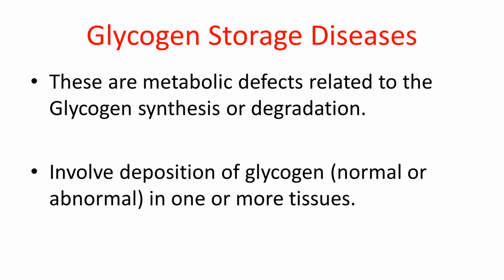Now, what are these glycogen storage diseases? Glycogen storage diseases are metabolic defects related to glycogen synthesis or glycogen degradation. If the enzymes responsible for glycogen synthesis or glycogen breakdown become deficient in our body, under such circumstances, there will be deposition of glycogen in one or more tissues of our body. If this happens, then glycogen storage diseases occur.